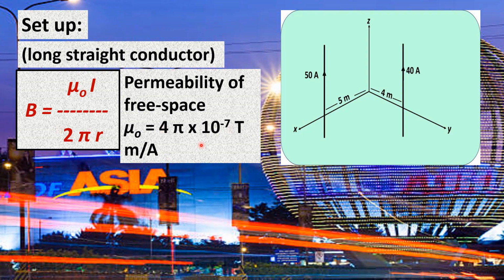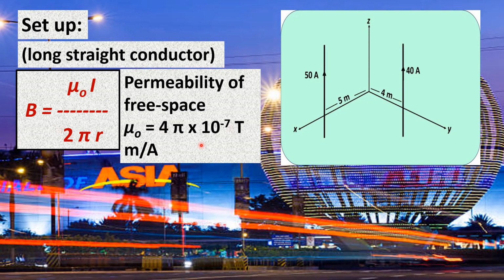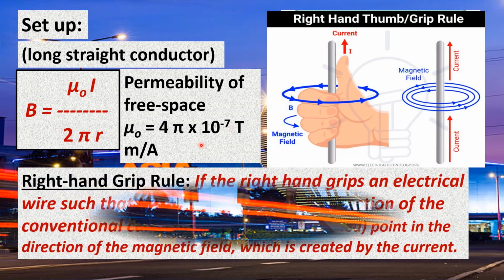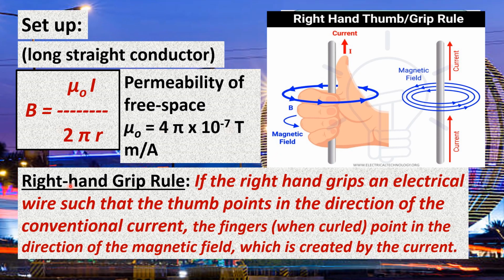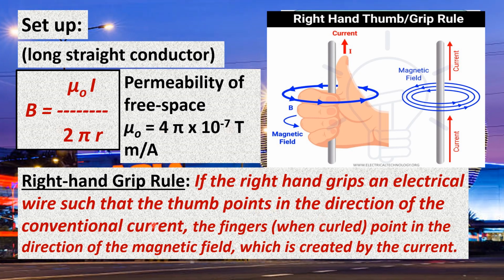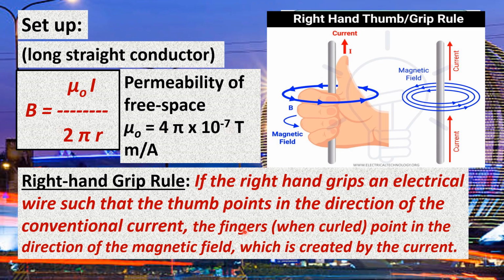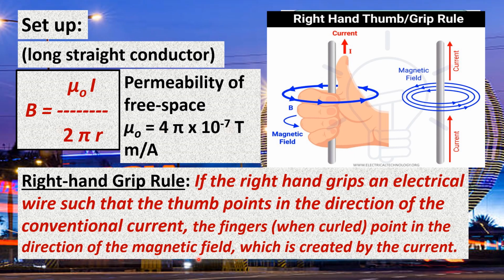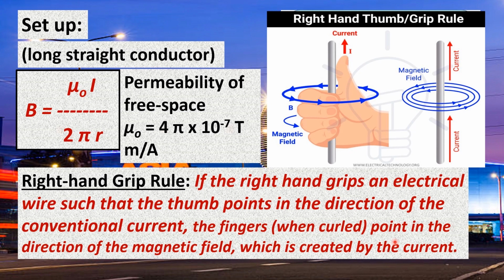We can determine the direction of the magnetic field using the right hand grip rule, which states that if the right hand grips an electrical wire such that the thumb points in the direction of the conventional current, then the fingers, when curled, point in the direction of the magnetic field, which is created by the current.